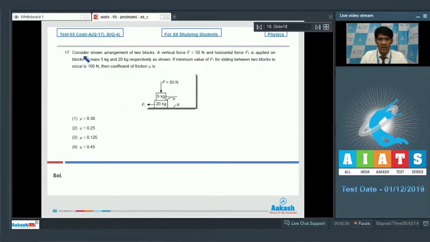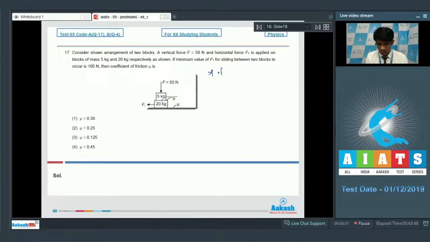In question number 17, consider the shown arrangement of two blocks. A vertical force F is equal to 50 Newton and horizontal force F1 is applied on the blocks of mass 5 kg and 20 kg respectively as shown. If the minimum value of F1 for sliding between two blocks to occur is 100 Newton, then find the coefficient of friction mu. We shall start with the calculation of the maximum possible value of the frictions between these two surfaces. Here and here to here.